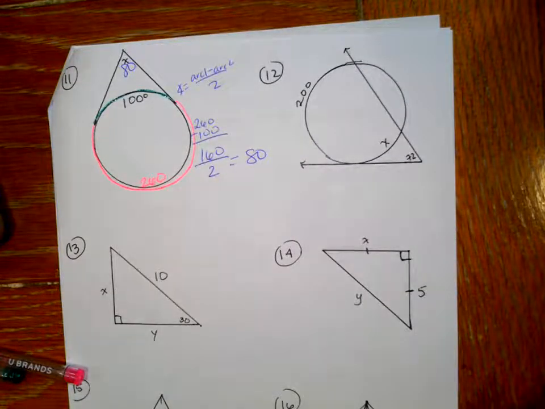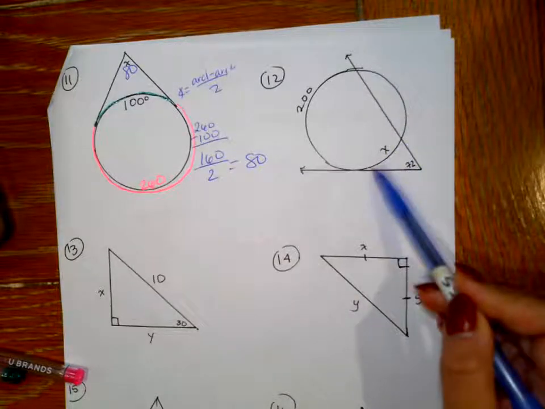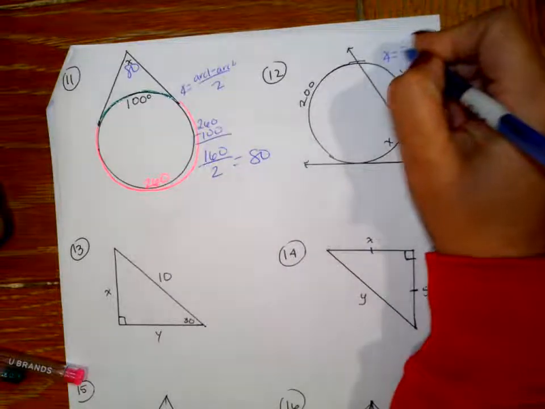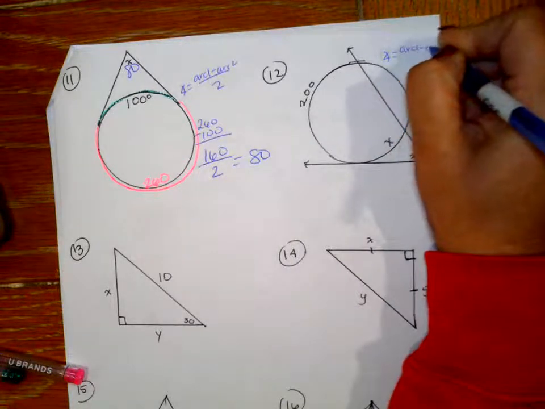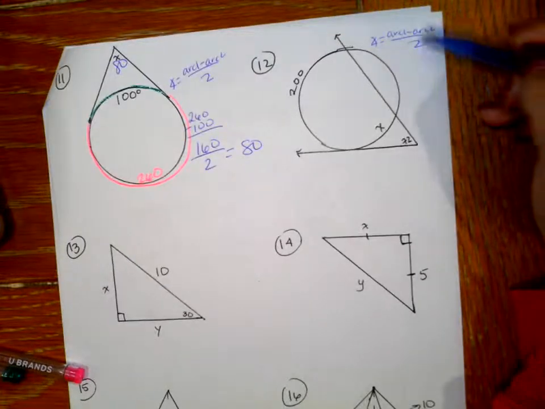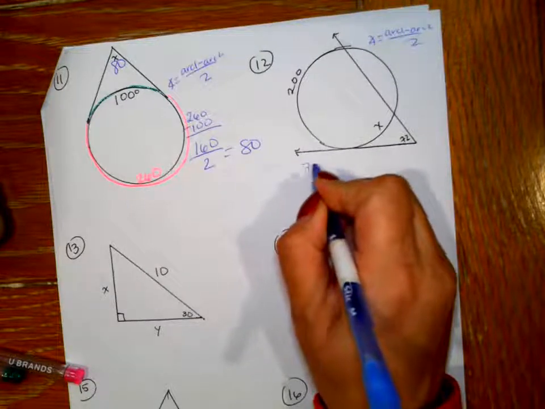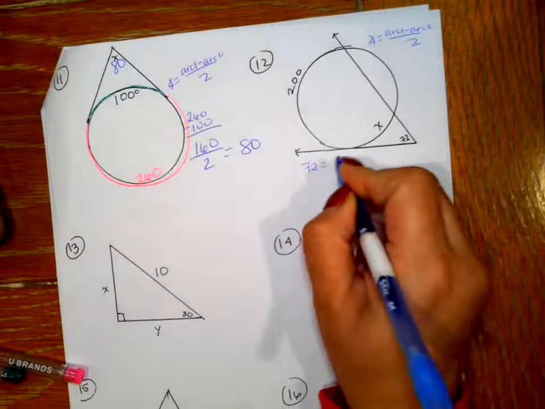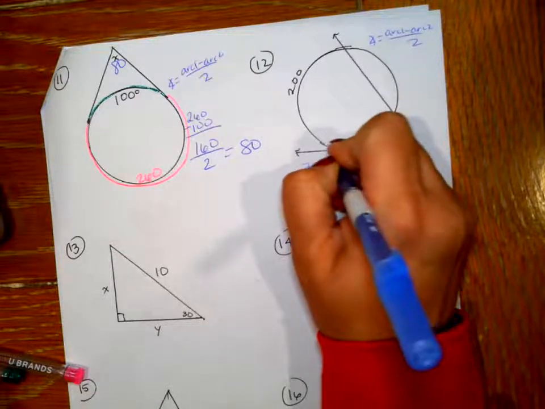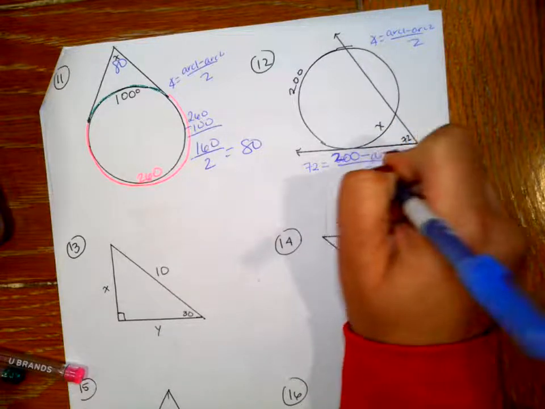All right, so this one's fun. We're doing the same thing. We're outside, but this time we need the arc. So I'm going to go off of this same thing where my angle is equal to arc 1 minus arc 2 divided by 2. This time I'm looking for arc 2. Let me just plug in what I have. 72 is equal to arc 1, which is 200, minus arc 2, all divided by 2.